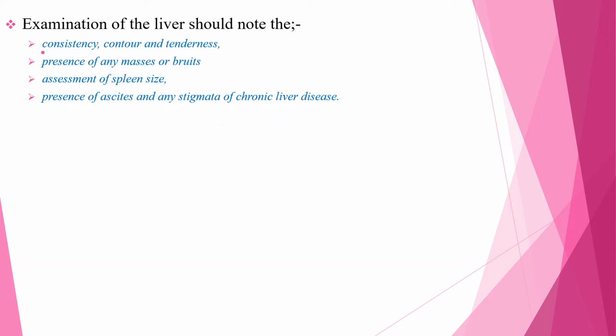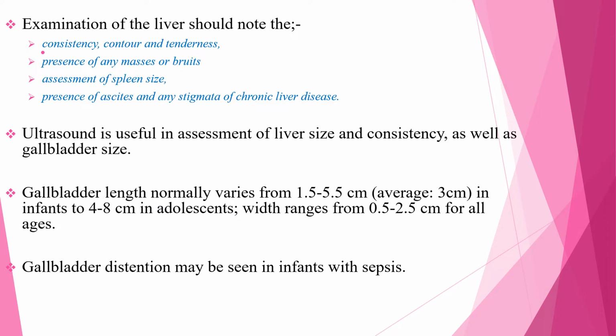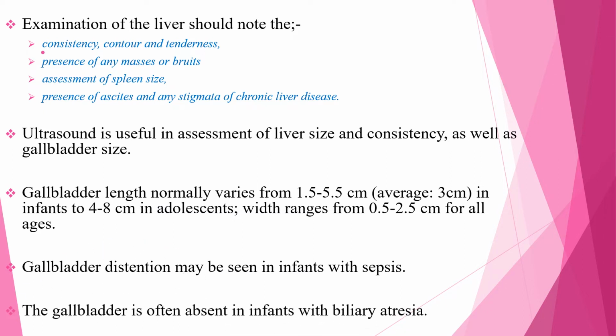Examination of the liver should note the consistency, contour, and tenderness, presence of any mass or bruits, assessment of spleen size, and the presence of ascites and any stigmata of chronic liver disease. Ultrasound is useful in assessment of liver size and consistency, as well as gallbladder size. Gallbladder length normally varies from 1.5 to 5.5 cm in infants to 4 to 8 cm in adolescents, with ranges from 0.5 to 2.5 cm for all ages. Gallbladder distension might be seen in infants with sepsis, and the gallbladder is often absent in infants with biliary atresia.